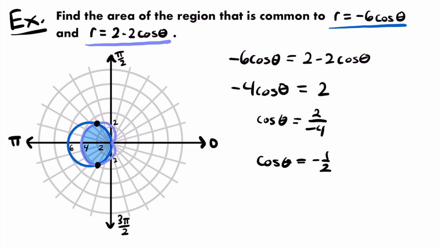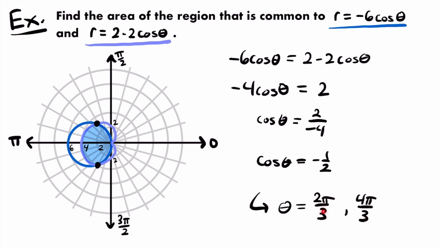And if you're familiar with cosine, you know that cosine is equal to -1/2 when theta is equal to 2π/3 and 4π/3. Those are the two angles of theta for which cosine is equal to -1/2. And so what that tells us is that at the angle of 2π/3, our two curves intersect, and at an angle of 4π/3, our curves intersect again.